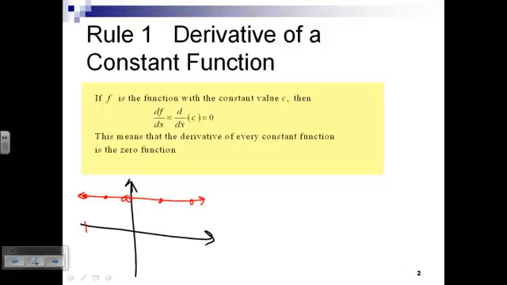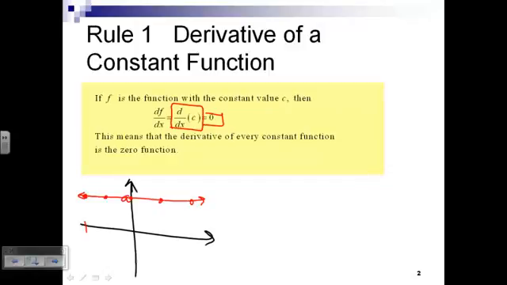Which justifies this rule. The derivative of a constant, and by the way, in this book, we're going to be using the letters A, B, and C typically for constant values. The derivative of a constant is 0. Because the slope is always 0. So there's rule, shortcut 1, all done. Any questions?